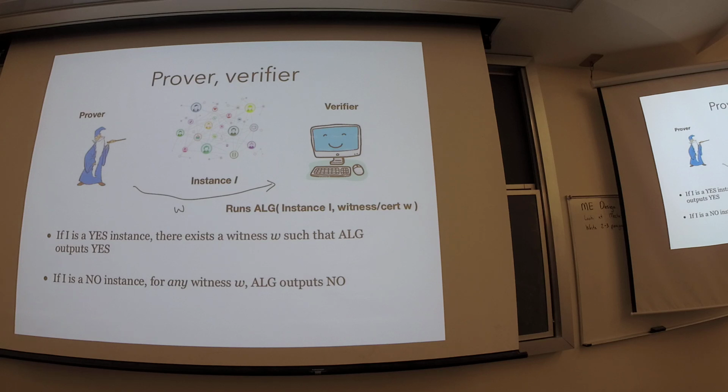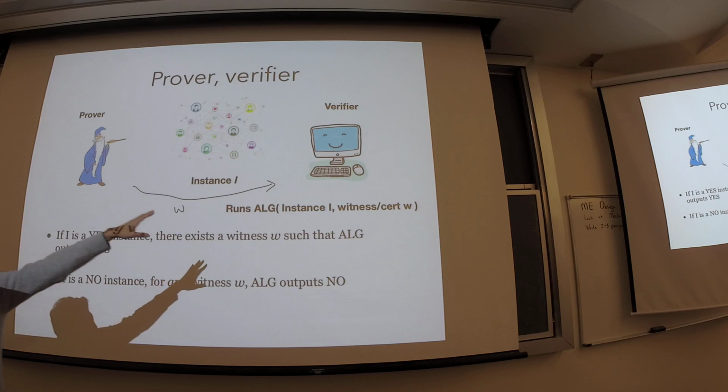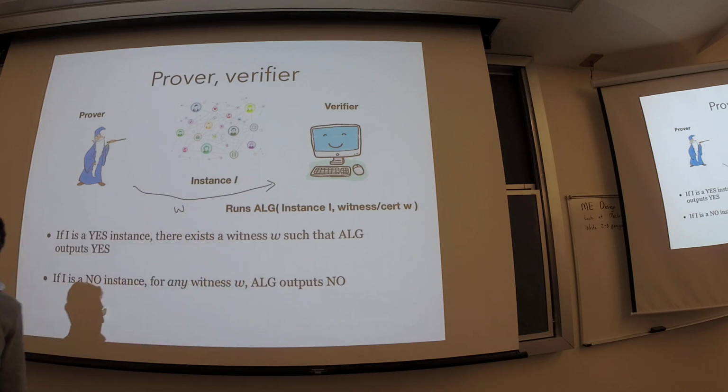Okay, so any questions on this? Because this is a very important thing that you should understand. Yeah. So both prover and verifier have some complexities, right? Yes. So the prover's complexity we don't care about. All we care about is that the verifier should run in polynomial time.